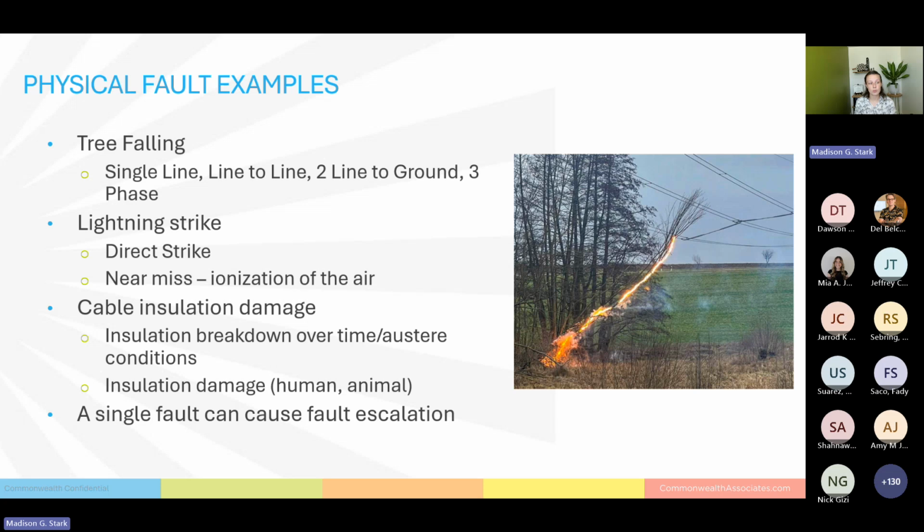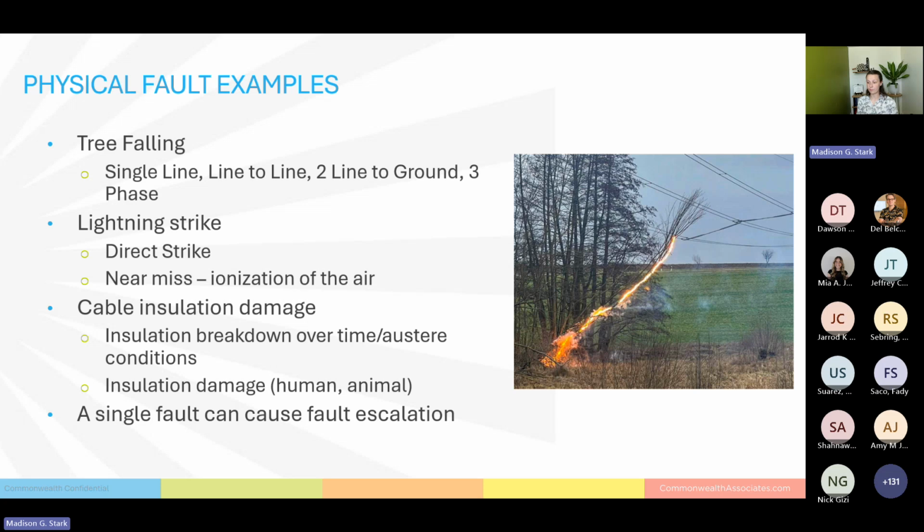Another really common example of what causes faults, especially in transmission systems, is lightning strikes. That can be a direct strike on the power system, or it can even be a near miss that can cause a fault. As the lightning ionizes the air, this allows for a decreased insulation in the air, which allows current to travel from the exposed conductors to ground. So even if a lightning strike doesn't directly hit cables or conductors, it can still cause a fault in the system, which is why lightning protection is so important.